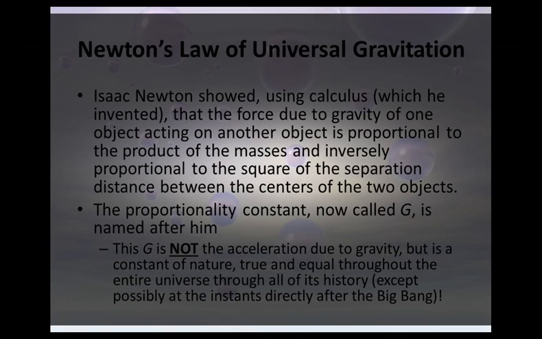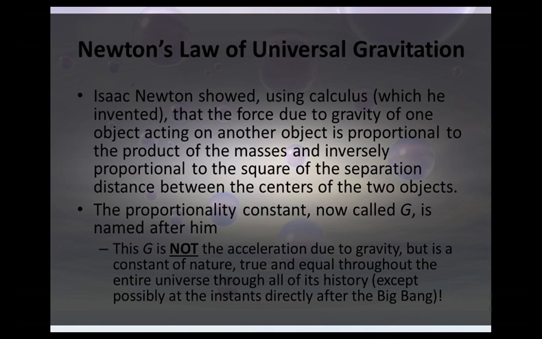Now, time to get back to the physics. So Newton's law of universal gravitation. So Isaac Newton, we've already talked a good bit about Isaac Newton before when we talked about Newton's laws of motion. Well, he also came up with a law of universal gravitation, and he showed using calculus, which he invented along the way. Wouldn't it be nice to just invent your own field of math when you can't solve a problem? Well, that's what Isaac Newton did.